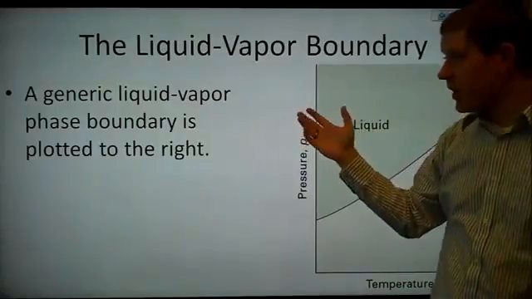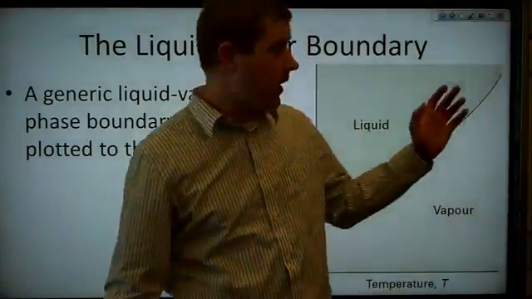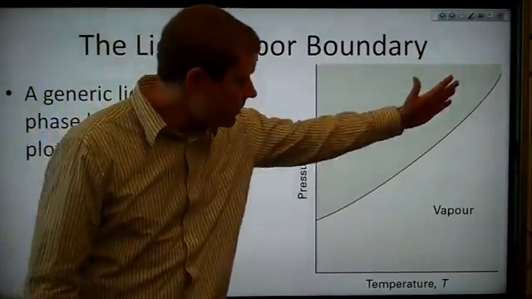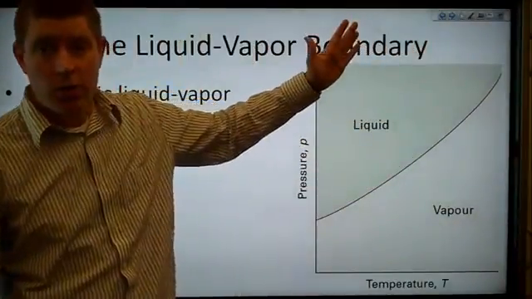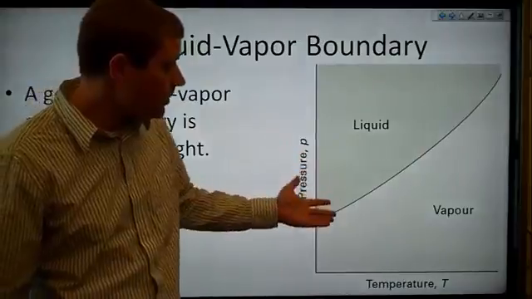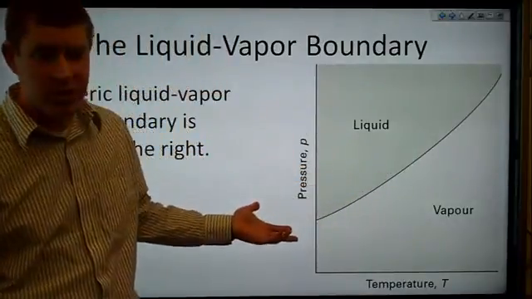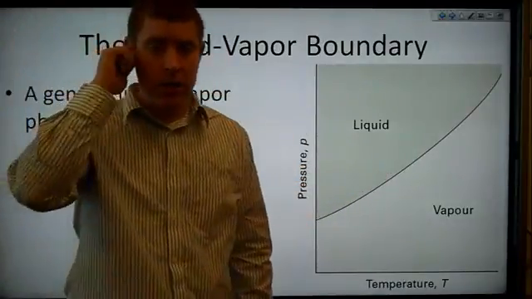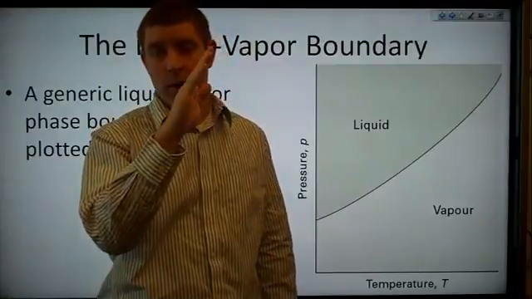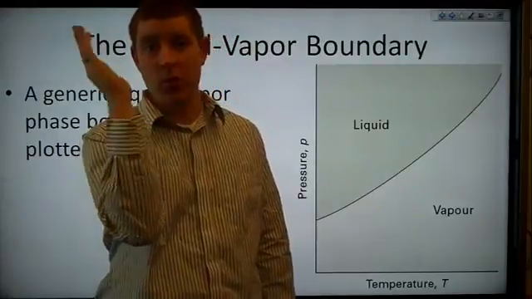For some generic liquid-vapor phase boundary, we've plotted that over here. Again, we get this upward curve to it, and note that the slope at all points is significantly less than the slope for the solid-liquid curve, whether it has a positive slope or a negative slope.